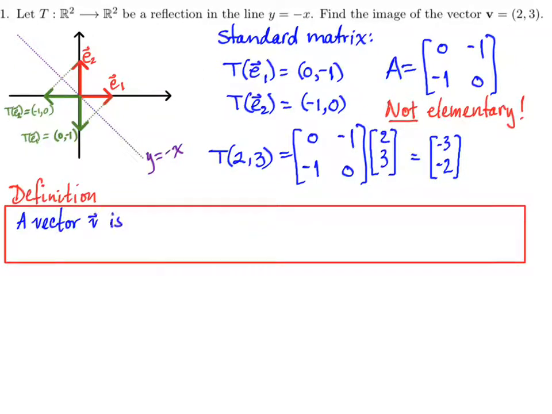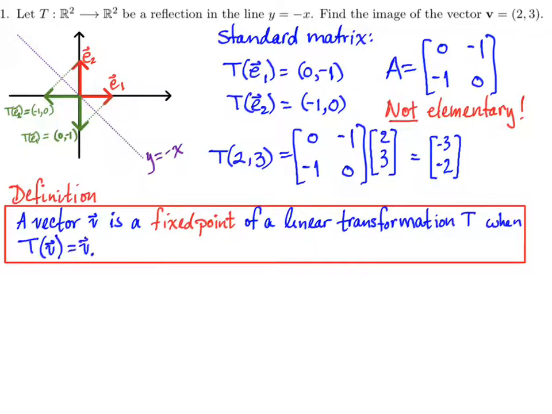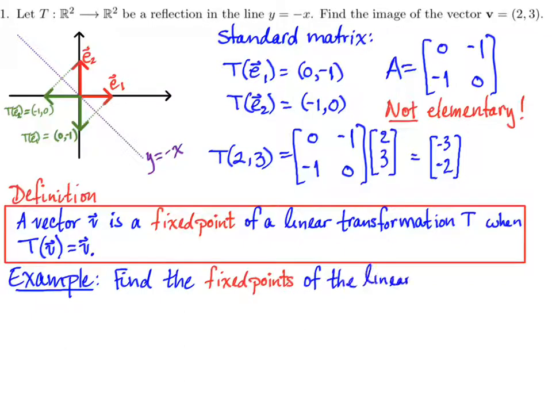All right. So let's look at a new definition. A vector v is called a fixed point of a linear transformation T when T(v) is actually just v. So a fixed point is a vector that doesn't get changed by the linear transformation. So let's do a quick example of that. Let's look at the linear transformation in example 1 and find its fixed points.